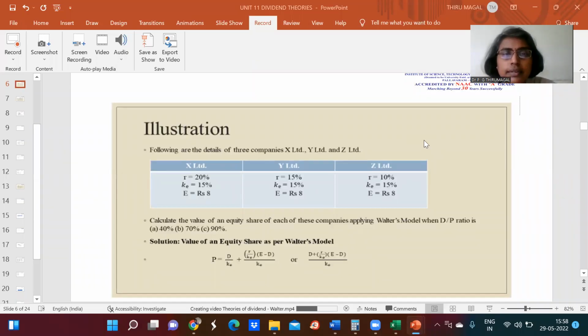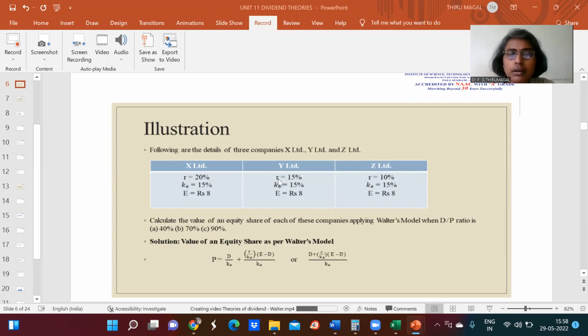So now let's see another problem in the case of Walter's model. Here again, three companies are given: X Limited, Y Limited, as well as Z Limited. For X Limited, the values given are R 20%, K 15%, and E 8. R is greater than K, which means the first firm X is a growing firm, or growth firm as we call it.